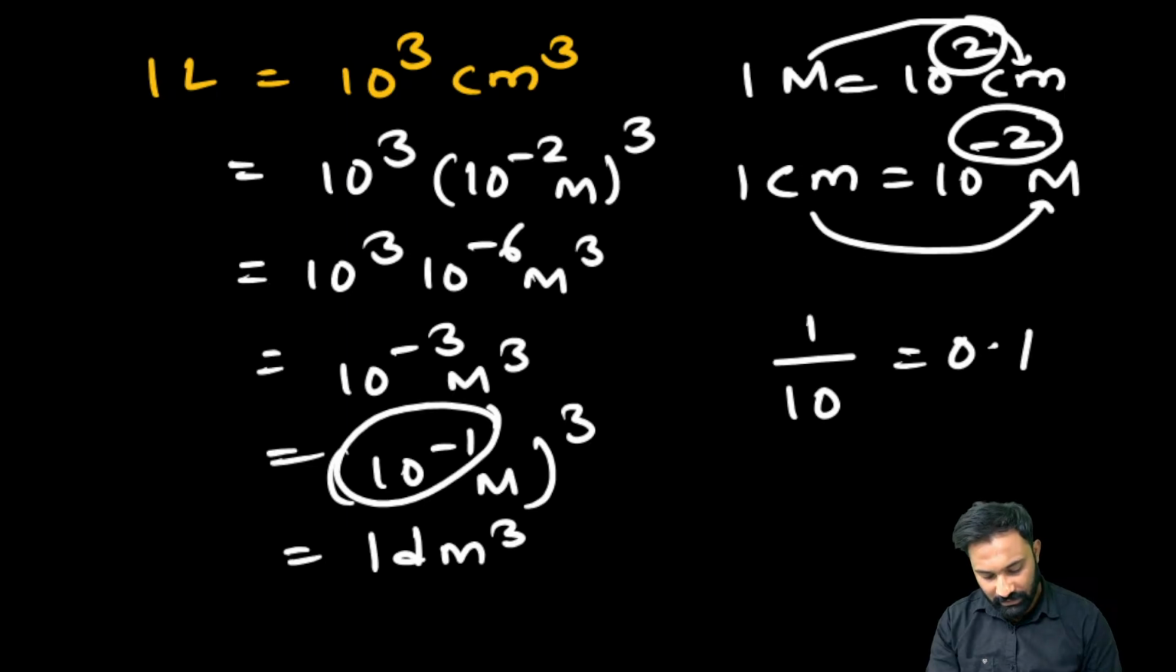In this manner, if in the question they have given 1 liter, or to confuse you they have given 1 decimeter cube, you should not get confused that it is nothing but 1 liter only. 1 decimeter cube of the gas occupied something, you should not get confused. So 1 liter is equal to 1 decimeter cube only. Here I have proved it.